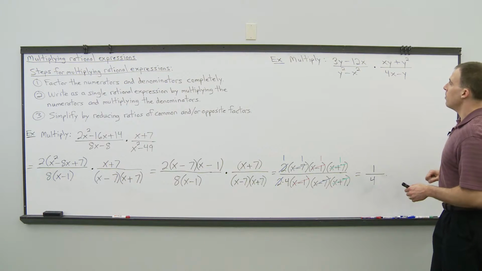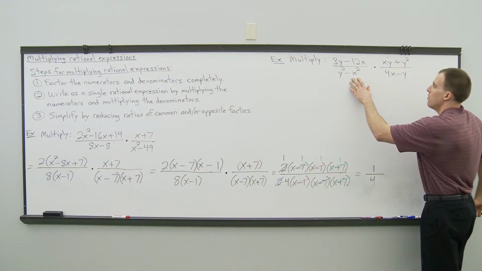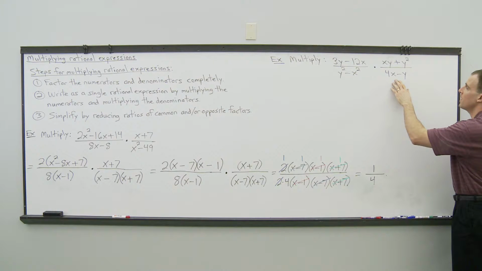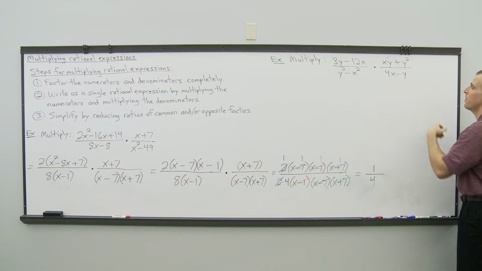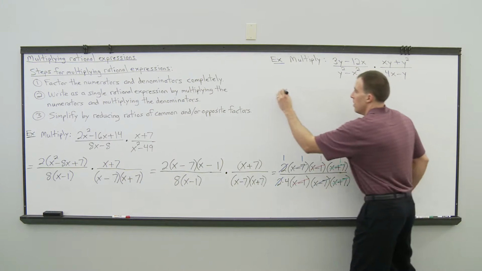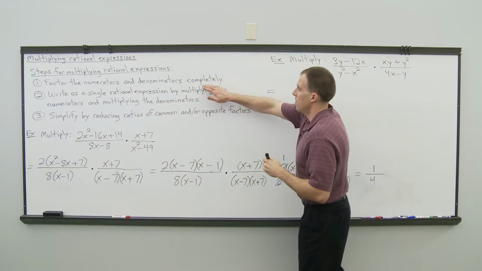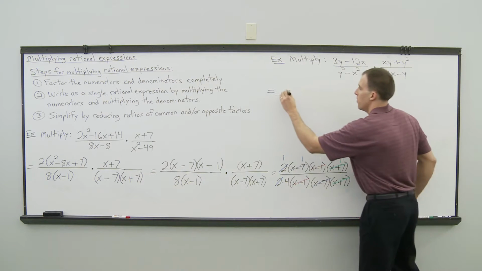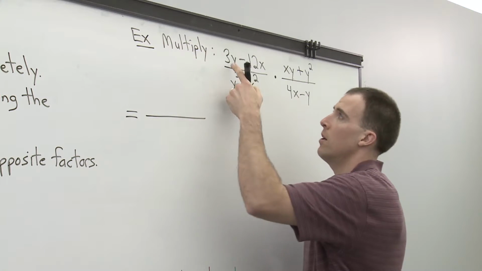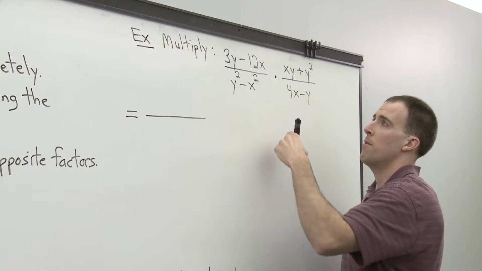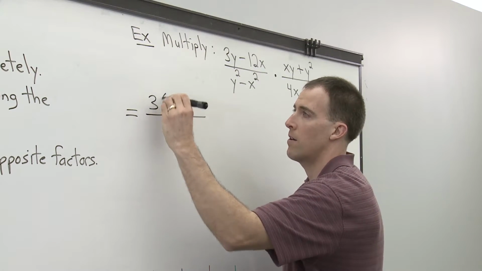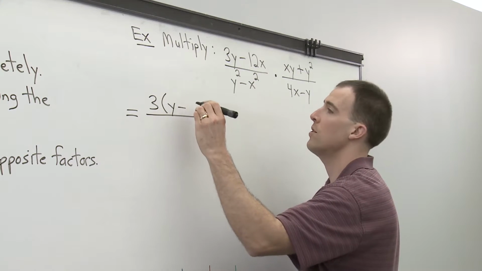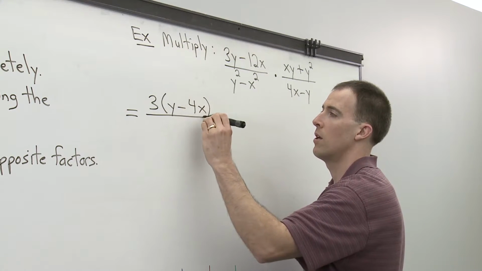Here's a second example. Multiply 3y minus 12x over y squared minus x squared times xy plus y squared over 4x minus y. The first step of the process is factor the numerators and denominators completely. So let's try to factor the first numerator. Between a 3y and a 12x, there's a common factor of 3 that we can factor out from both terms. So factoring out a 3, that'll give us 3 times y minus 4x.